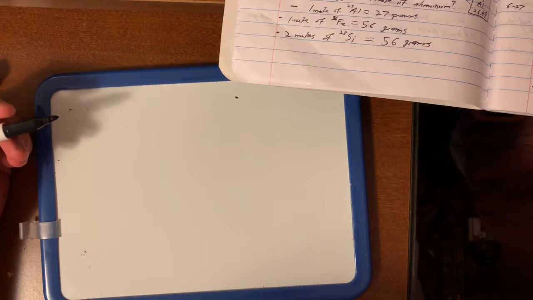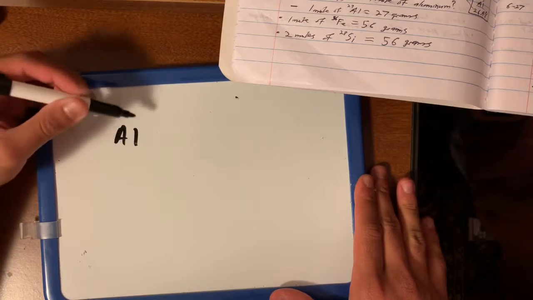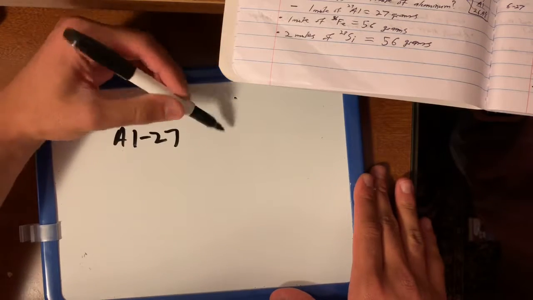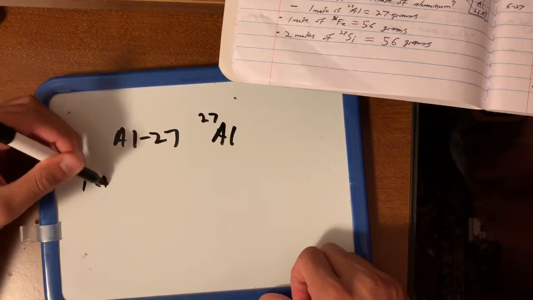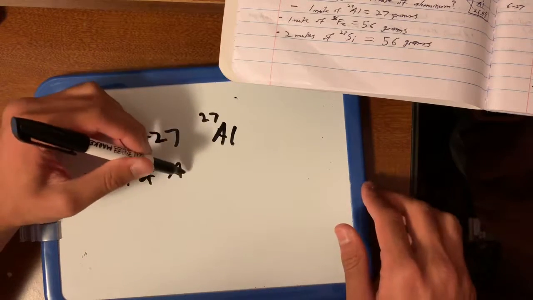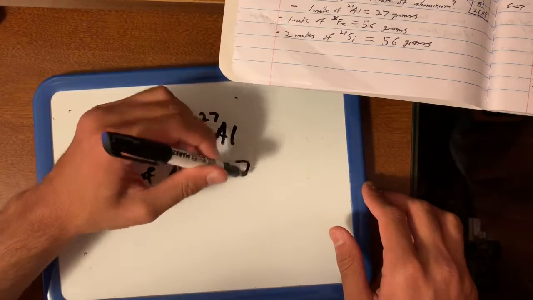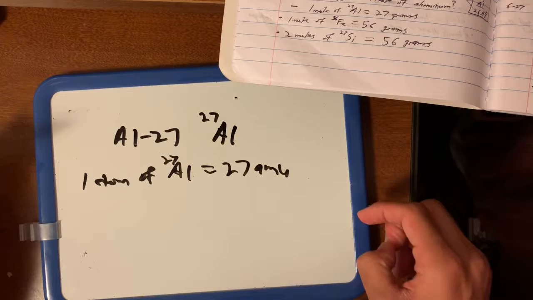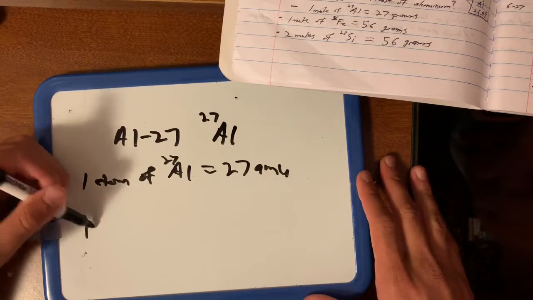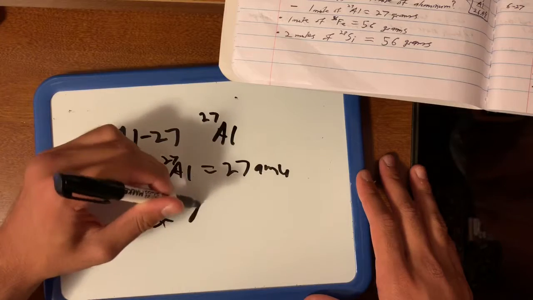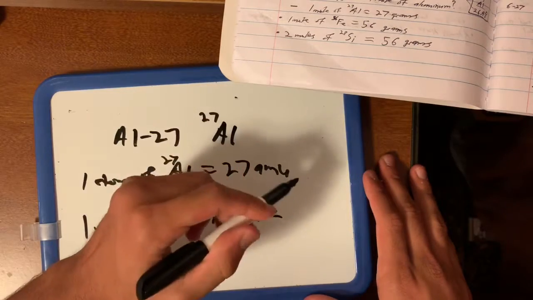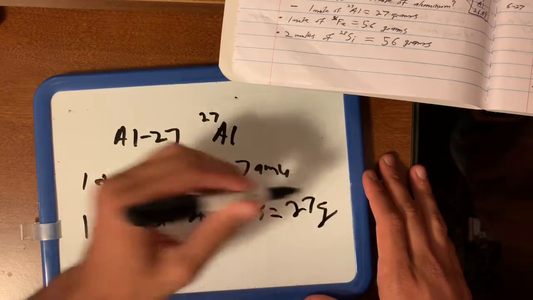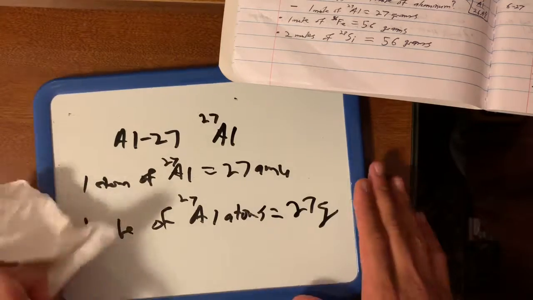So 1 mole of aluminum 27. You can also write it as aluminum 27. One atom of aluminum 27, its atomic mass is 27 AMUs. 1 mole of aluminum 27 atoms is equal to 27 grams.